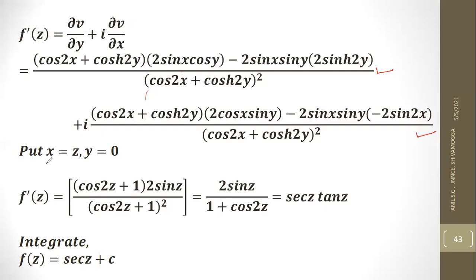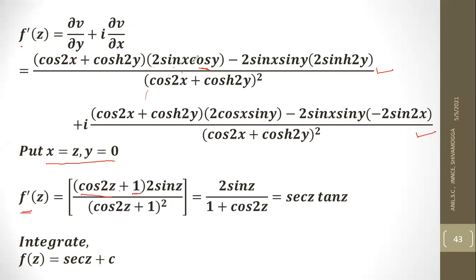Now put x is equal to z, y is equal to 0. This is third working rule. When x is equal to z and y is equal to 0, f dash z is equal to, this will be cos 2z plus cos hyperbolic 0, and cos hyperbolic 0 is 1. Cos 2z plus 1 into 2 sin z into cos 0. Cos 0 is 1.